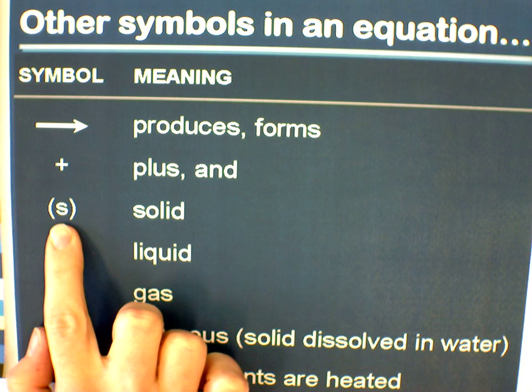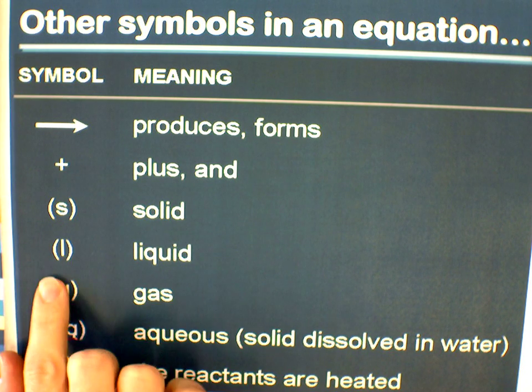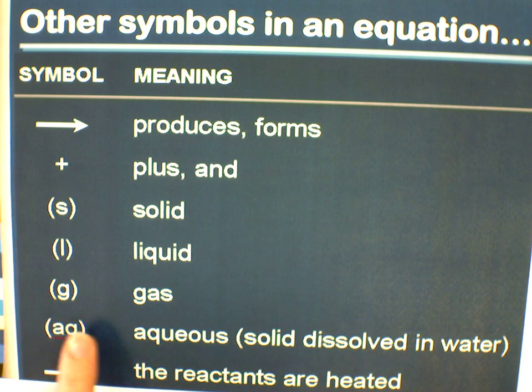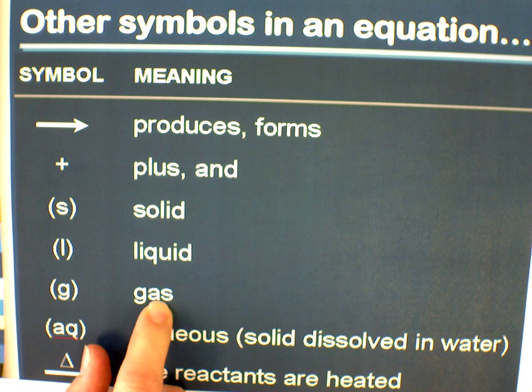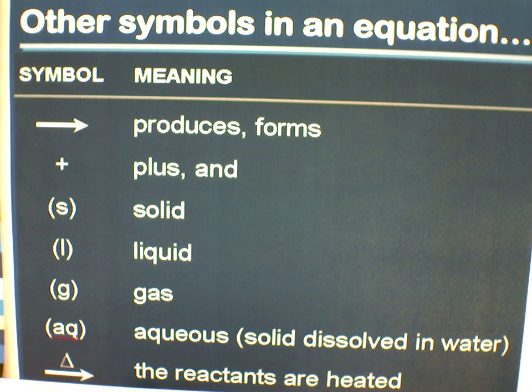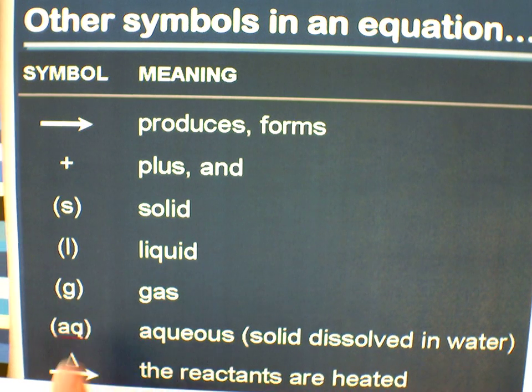When you see S in parentheses, that means it's a solid. L in parentheses is a liquid. G in parentheses is a gas. You're always going to want to specify what state of matter your substances are in. Sometimes it's essential to state what state of matter that particular compound is in.